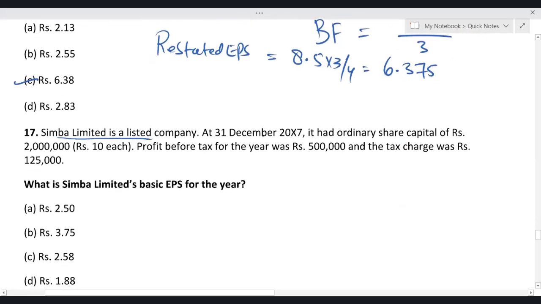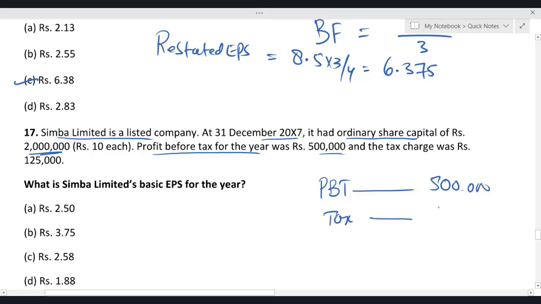Simba Limited is a listed company at December X7. It had ordinary share capital of rupees 2 million. Profit before tax is 5 lakh, tax is 125. Now listen. Profit before tax is 5 lakh. They have given us the tax 1,25,000.